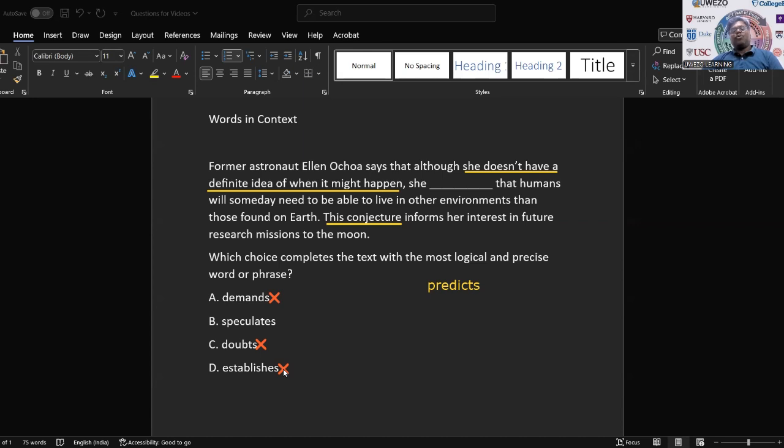Okay, remember it is always the context. Every time you're working on these questions, you will always have context in the passage. So here we have context twice. She doesn't have a definite idea and she conjectures, she guesses. So once you get the context, you can get the right answer very easily, right?